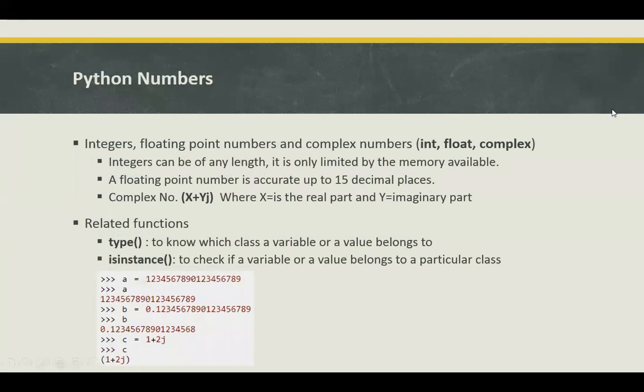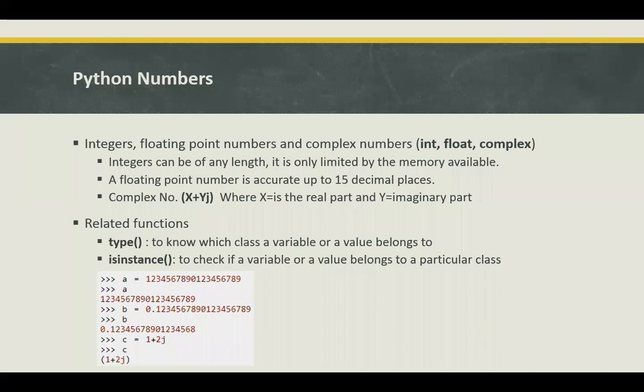Now the Python numbers. We have actually seen a similar type of concept in integer and float, but now in Python numbers. In Python, you will find three types of numbers: integer, float, and complex numbers. An integer can be of any length. It is only limited by the memory available.